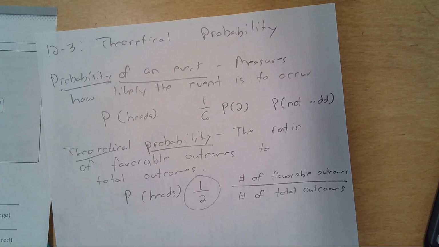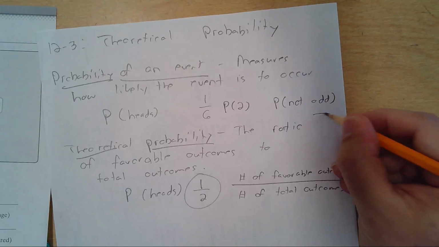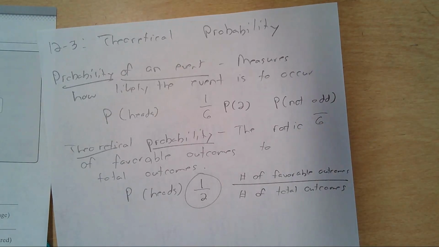If I say, again, rolling a dice, and I say not odd. So how many total outcomes are there? 6. There's still 6, because I could get the 1, the 2, the 3, the 4, the 5, or the 6. So when I'm saying not odd, what am I also saying, in a sense? I'm saying even numbers, because that's not the odd numbers.